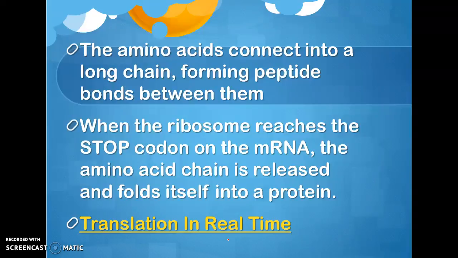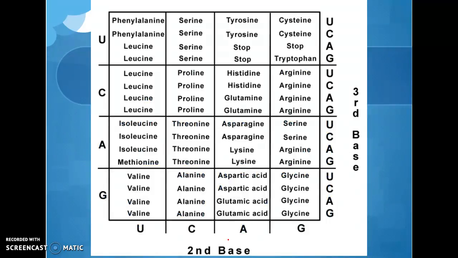So there's a translation video in real time that I'll give to Mr. Williams that you can look at later. And we're going to look at this. So you should have another sheet of paper. This is known as your codon chart. This is the codon chart you're responsible for knowing. There's a circular one, which is a lot easier to know, but they never give it to you. So we're going to figure out how to read this.